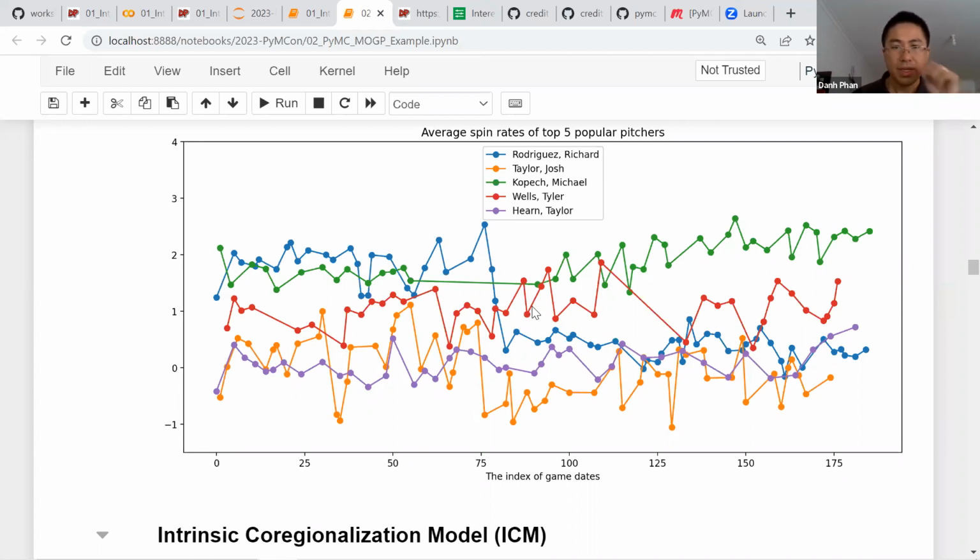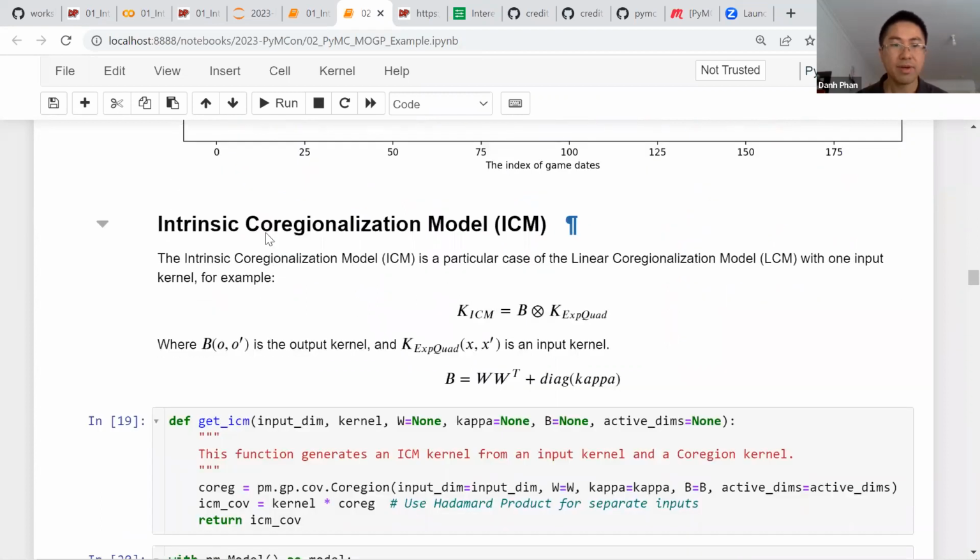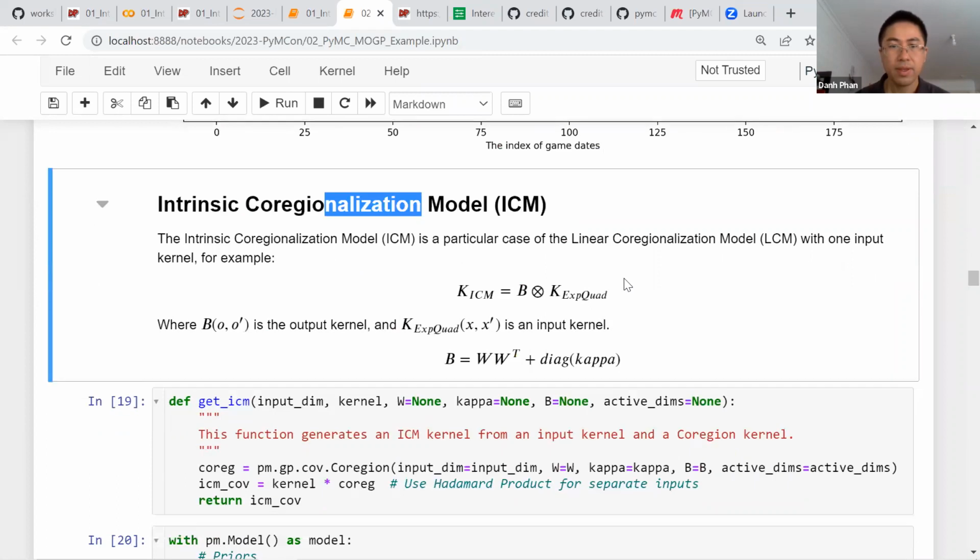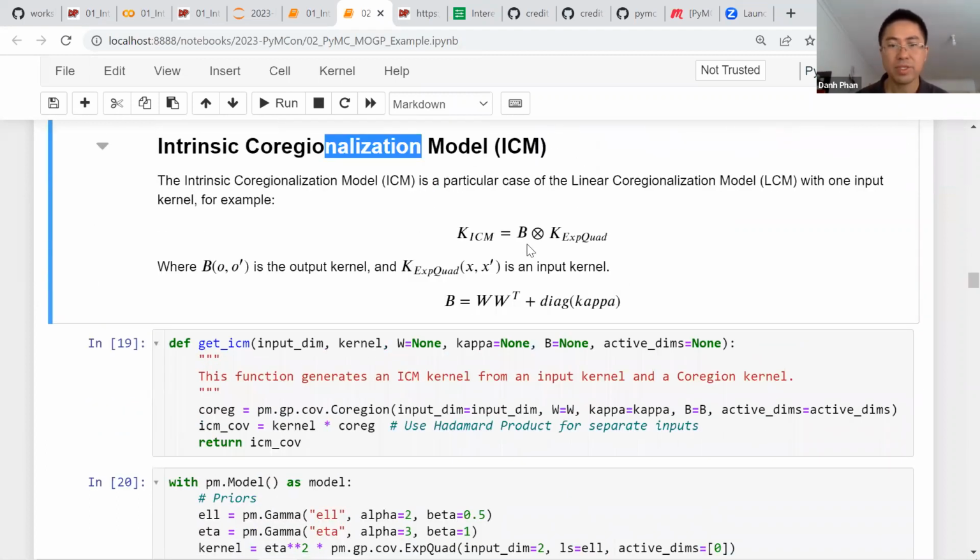And what we do now is try to use ICM or LCM to model that data set, right? For ICM, or intrinsic coregionalization model, our kernel will be the Kronecker product between the matrix B, or the Coregion B, right?